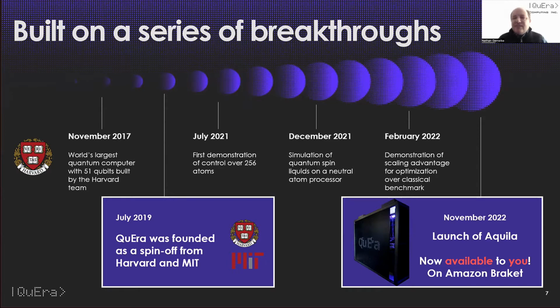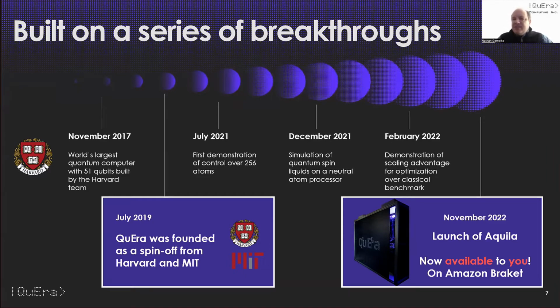By July of 2021, that academic research group at Harvard had demonstrated the first control over 256 atoms. By that time, we were positioning those atoms in real time in 2 dimensions. And that enabled in December of 2021 simulation of quantum spin liquids. So that's a big breakthrough, right? That's something that people had talked about for decades, but never really found a good physical realization in nature for it. So we actually just built it with the kind of device that you'll see here today.